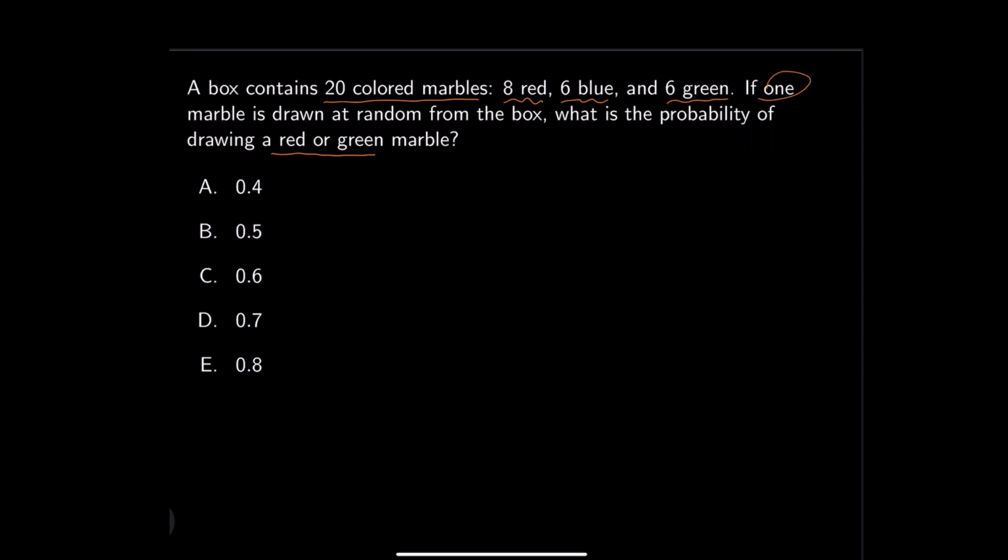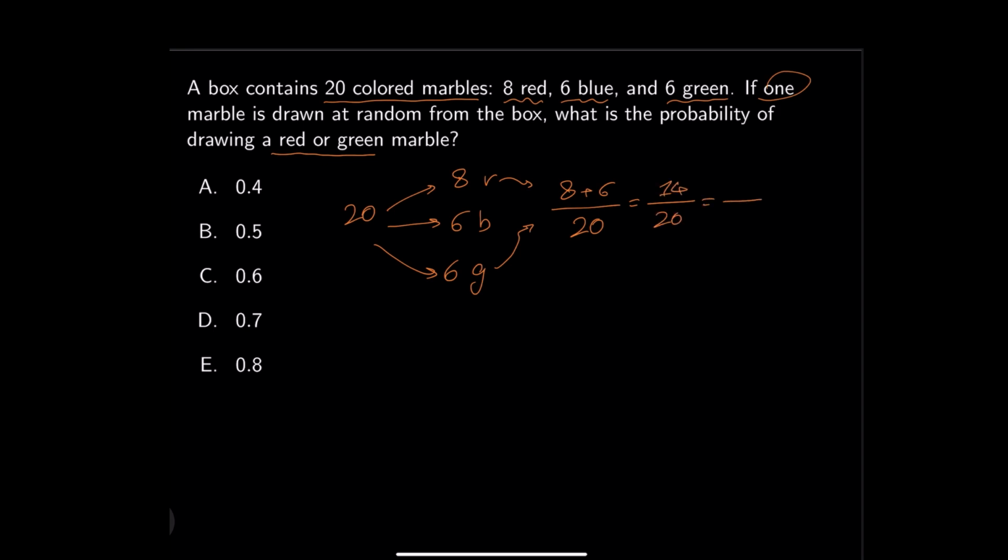We've got 20 colored marbles, 8 red, 6 blue, and 6 green. So we have 20 possibilities and we are interested in either red or green. So 8 plus 6 gives us 14 to 20. We could reduce that to 7 to 10. It gives us 0.7 and the answer is D. Great. Quickly. With practice, you will be able to solve similar problems easily on the tests.